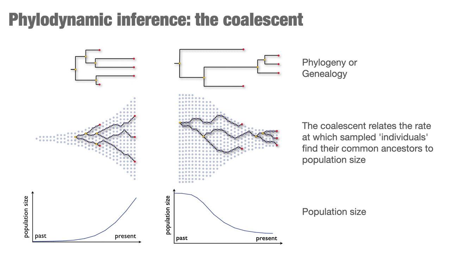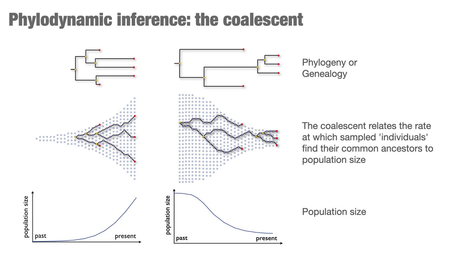We can formally make the connection between tree shape and changes in population size using a mathematical theory called the coalescent. Now, intuitively, we can see that when it takes a lot of time for lineages to find their common ancestor, or to coalesce, then this is because the population size is relatively large. While when lineages coalesce fast, then this is because the population sizes are small.